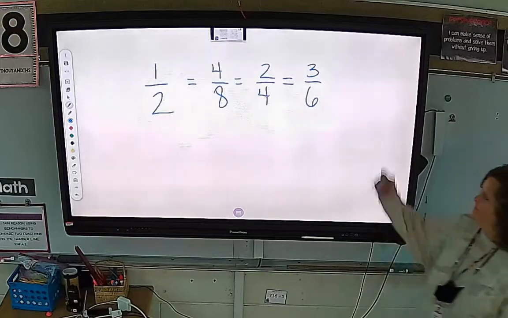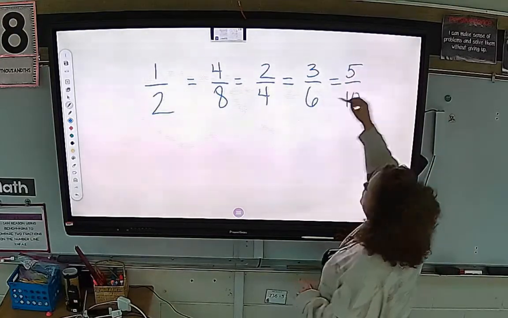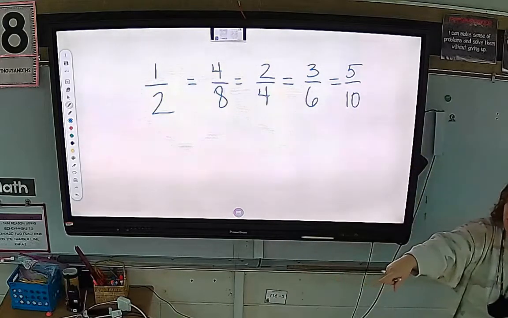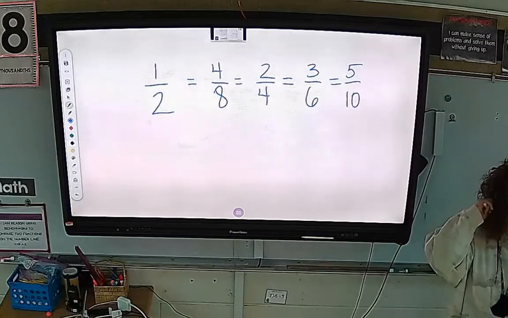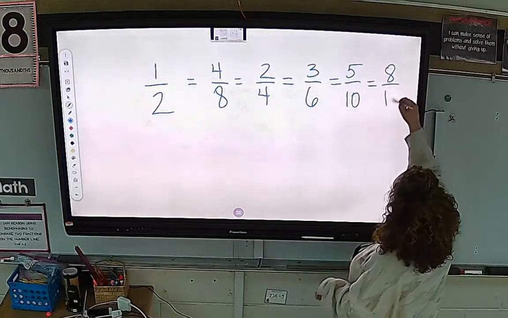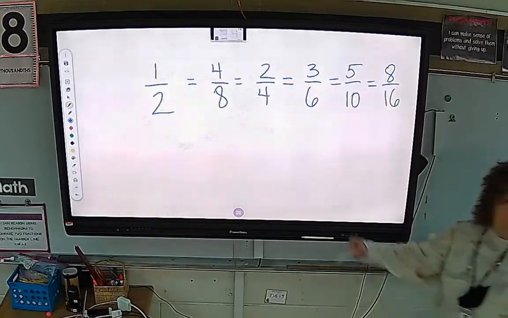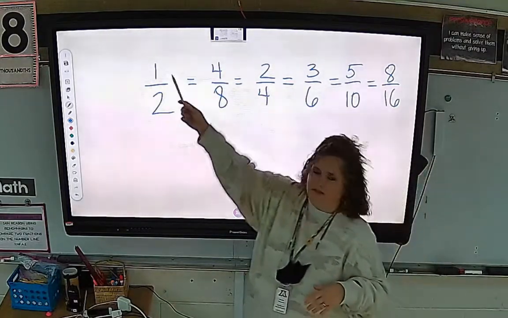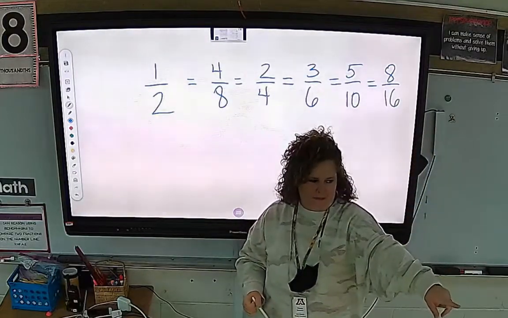5/10. Sure, 5/10. Reagan, did you have a different one? Well, hold on. What did you multiply the numerator and denominator by? 5. Yeah. 8/16. What did you multiply this and this by to get 8/16? By 8. Yeah. 10/20.